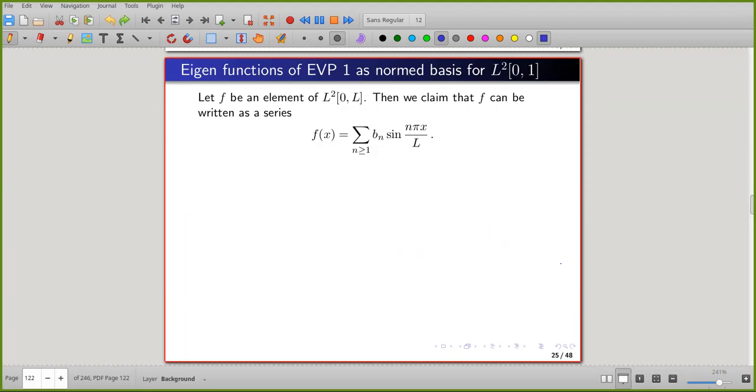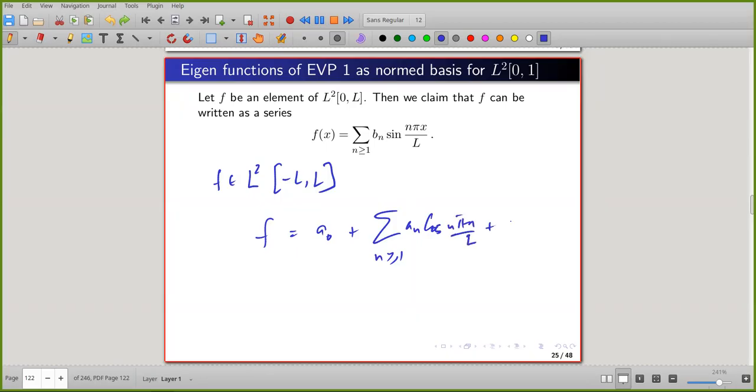So remember what our theorem earlier said. It said that take any f in L2 minus L comma L. Then I can write f as a0 plus summation n greater than equal to 1 a_n cos n pi x by L plus summation n greater than equal to 1.